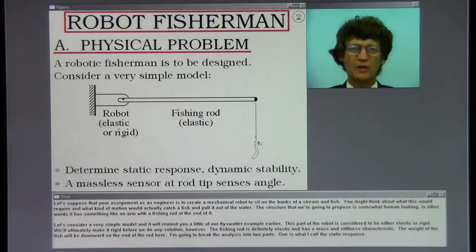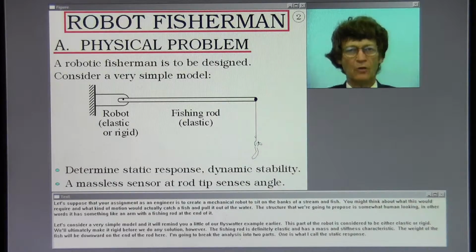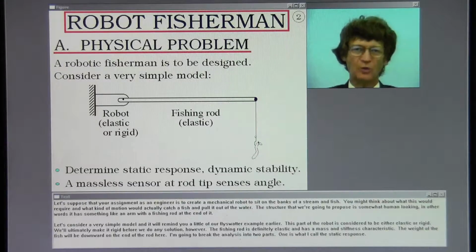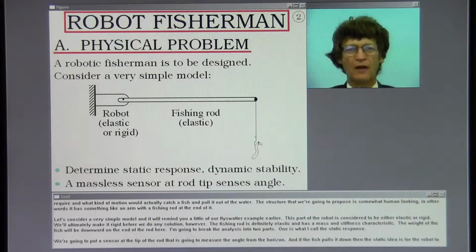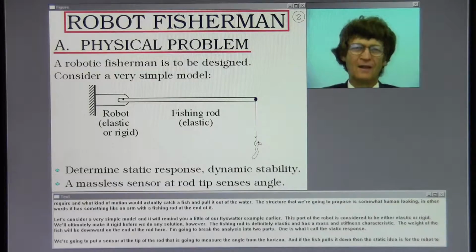Let's suppose that your assignment as an engineer is to create a mechanical robot to sit on the banks of a stream and fish. You might think about what this would require and what kind of motion would actually catch a fish and pull it out of the water. The structure that we're going to propose is somewhat human looking. In other words, it has something like an arm with a fishing rod at the end of it.